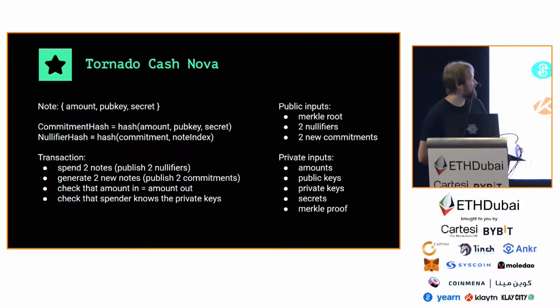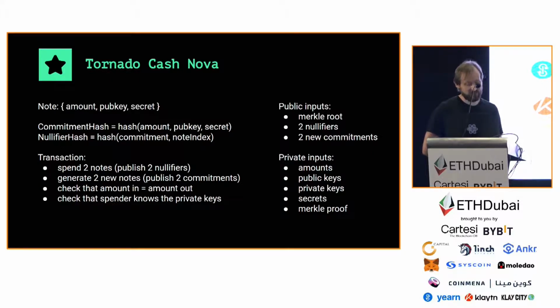So its commitment hash and nullifier hash are linked. When we do a transaction, it is a simple join-split transaction that takes two inputs and produces two outputs. It basically spends two notes and generates two new notes. And the SNARK checks that the sum of input amounts is equal to the output amount, and also checks that the spender knows the private keys. And also for each note, it checks all the rules that are checked in the Tornado Cash Classic version.